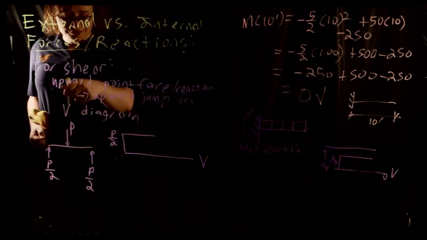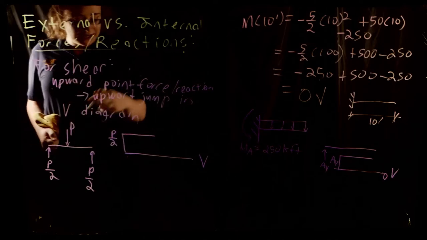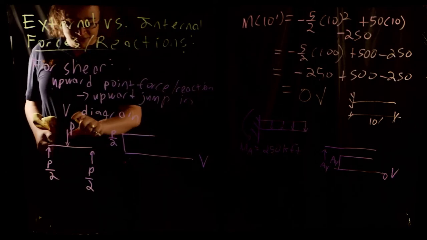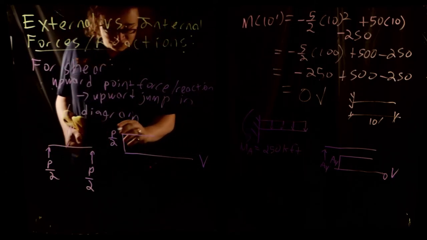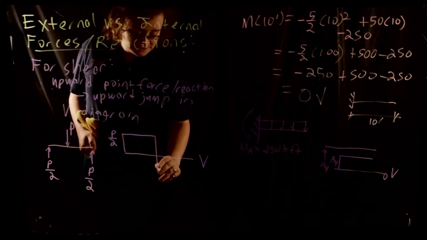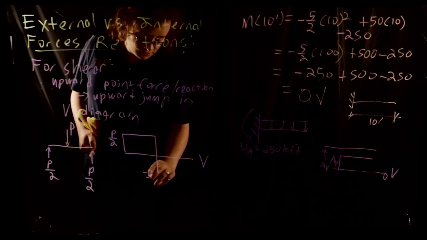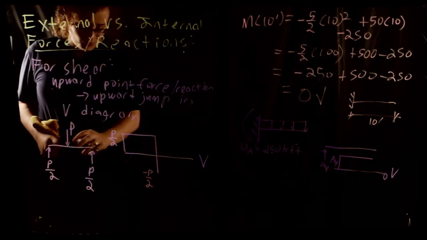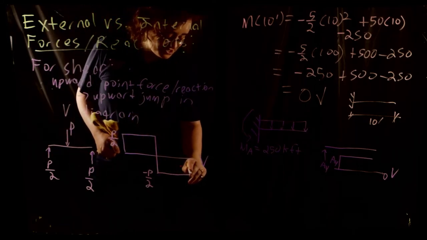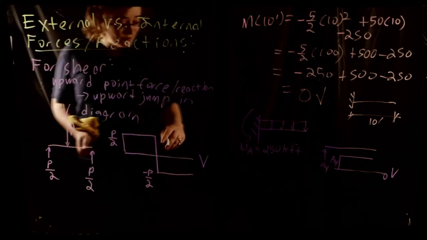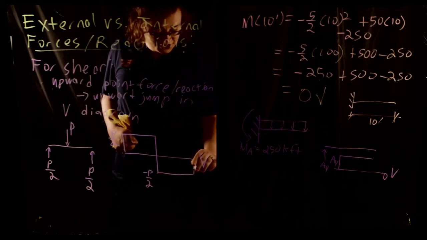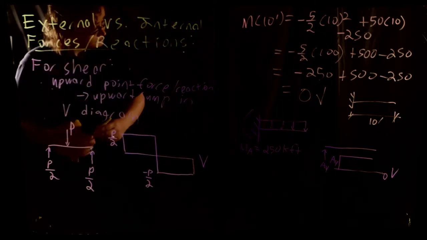Then an external force P will cause this to drop down a value equal to the force that is being applied. And so if we're starting at P over 2 and we're dropping down P, that will move us to negative P over 2. And then there's no more loads between the center and the right end, so it will remain constant until we get to the rightmost support, at which point this upward point force will cause an upward jump in the shear diagram, bringing us back to zero.